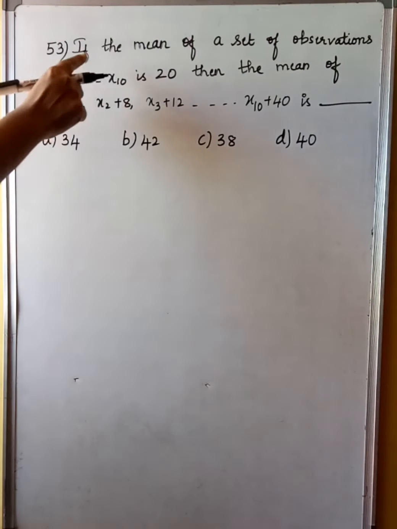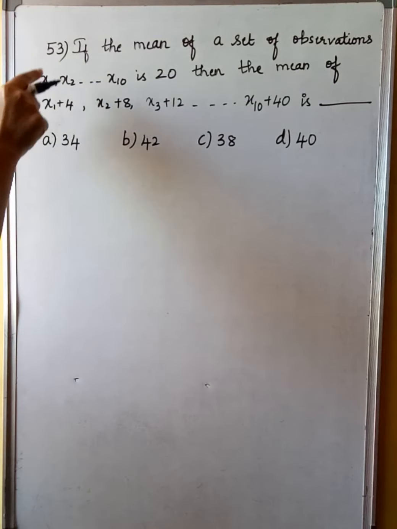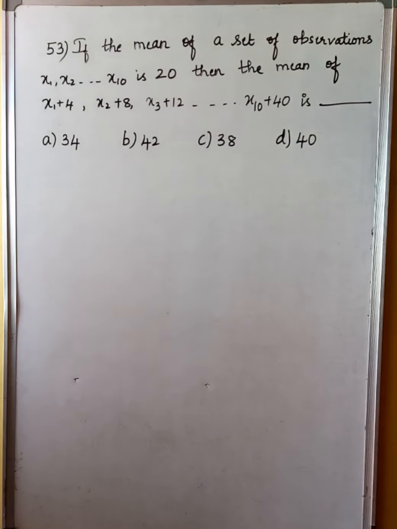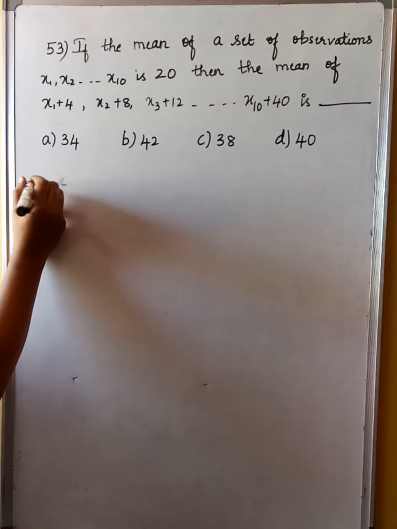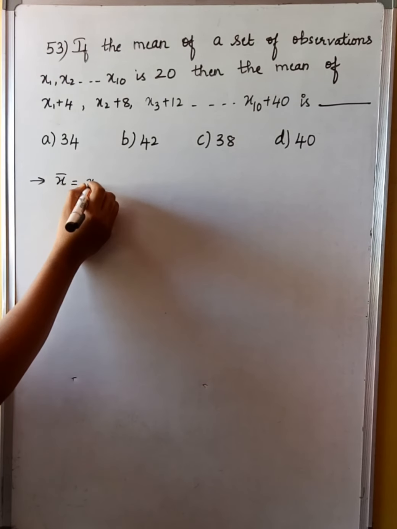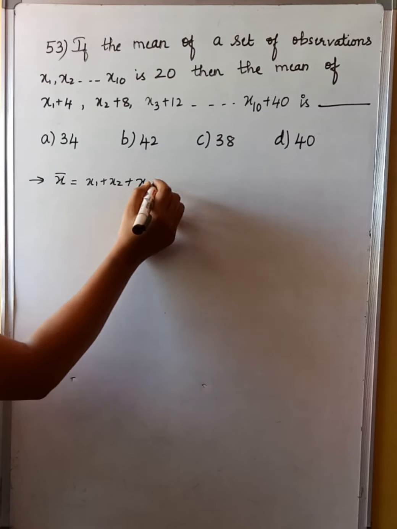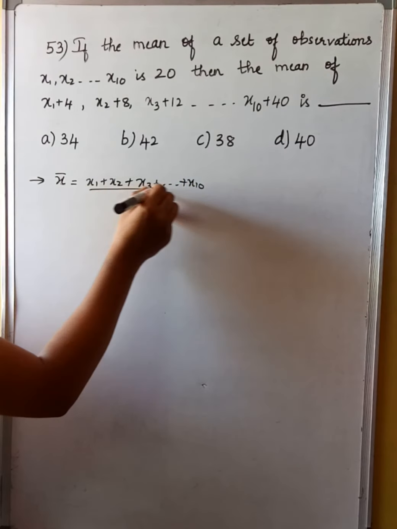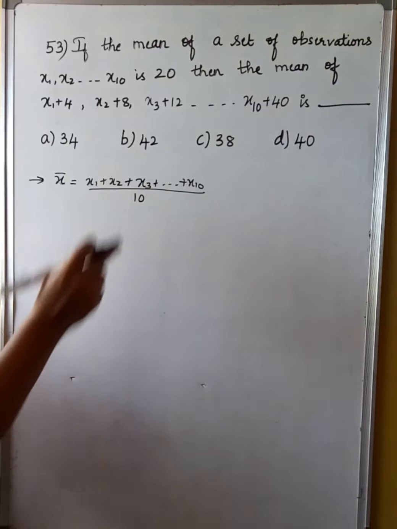The next question states that the mean of a set of observations x1, x2, x3, and so on up to x10 is given as 20. That is, mean of x1 plus x2 plus x3 plus so on up to plus x10, whole divided by, sum of observations divided by the total number of observations, which is nothing but what?